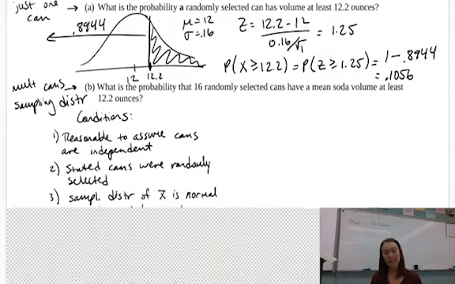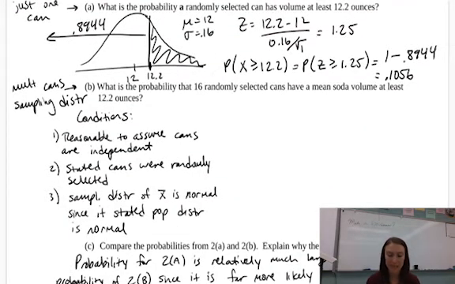Now, what's the probability that 16 randomly selected cans have a mean soda volume of at least 12.2 ounces? So this is different. This is our new sampling distribution problem. We have multiple cans, so 16 randomly selected cans, and we're finding the mean of all of those ounces from that sample and seeing what's the probability that that mean is at least 12.2 ounces. So our three conditions: is it reasonable to assume cans are independent? Well, yeah. The ounces in one can isn't going to affect the ounces in the other cans.